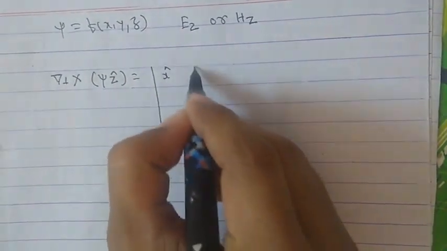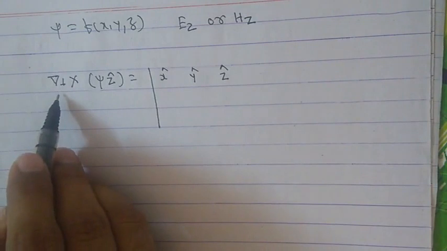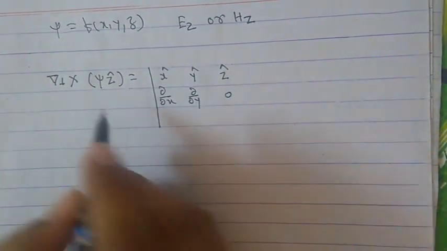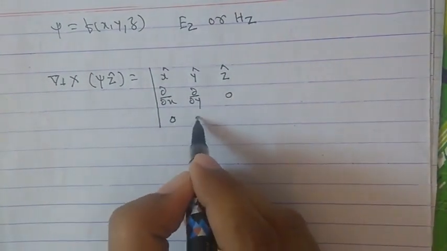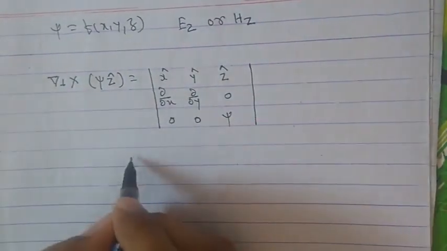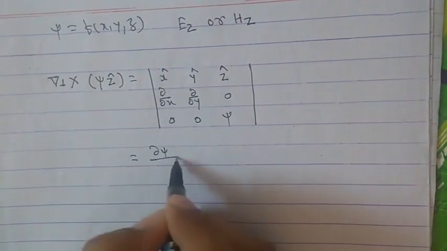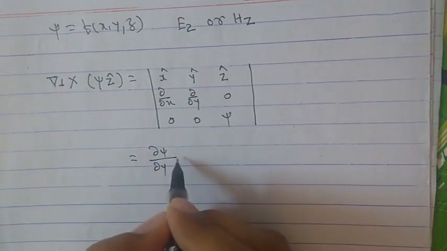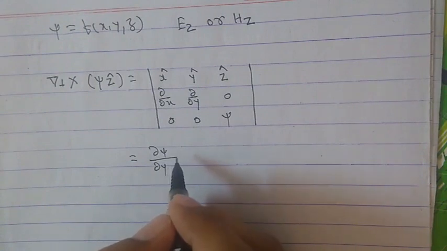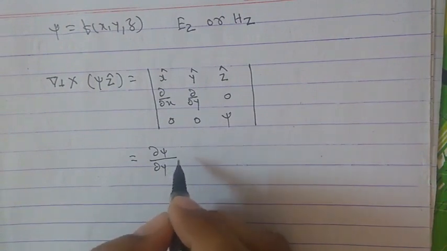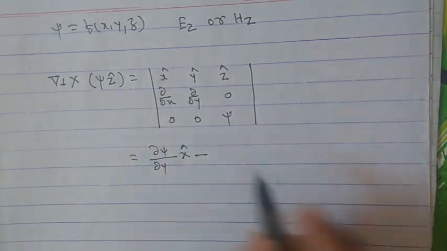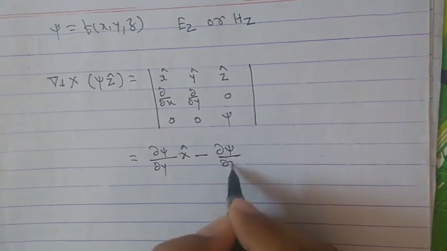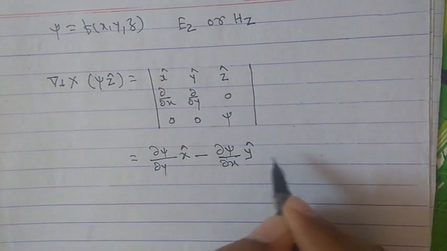So it is x, y, and z. Since this is del transverse, it has only x and y components. Psi is only z. So the result will be del psi by del y of x, and the z component will be 0.